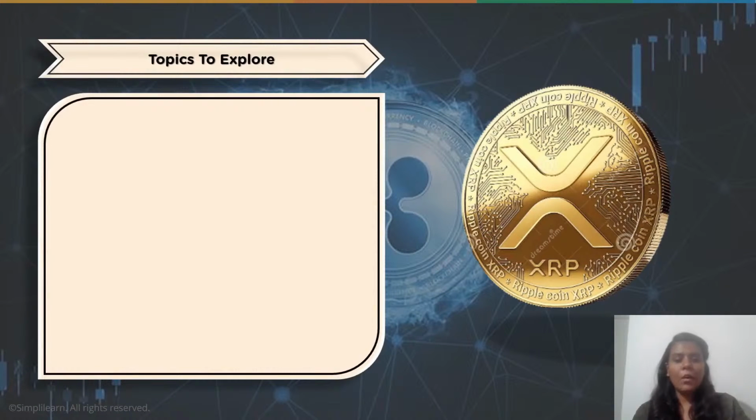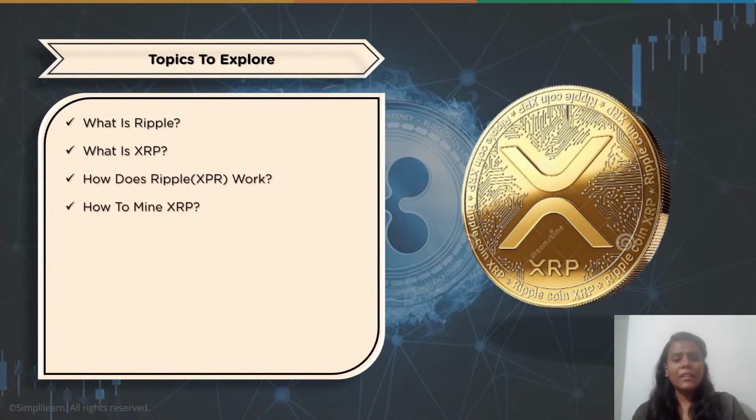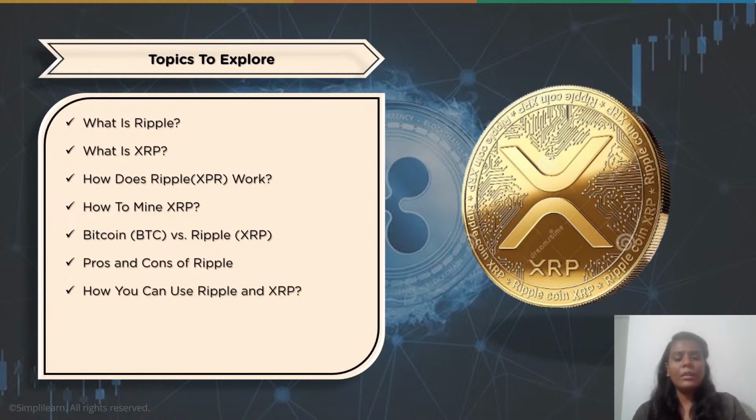First, we will understand what is Ripple, followed by what is XRP. Then, we will see the working of Ripple. Then, we will learn how to mine XRP. After that, we will have a comparison between Bitcoin and Ripple. Then we will explore the pros and cons of Ripple. After which we will see how you can actually use Ripple. Followed by, we will see how we can buy Ripple. And in the end, we will see if it is a good investment or not. So, let's get started with the video.